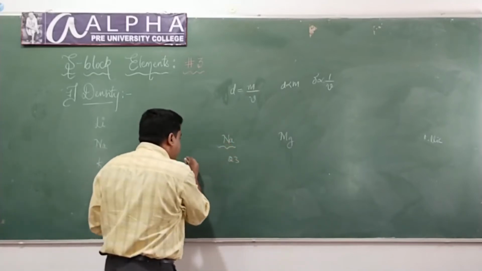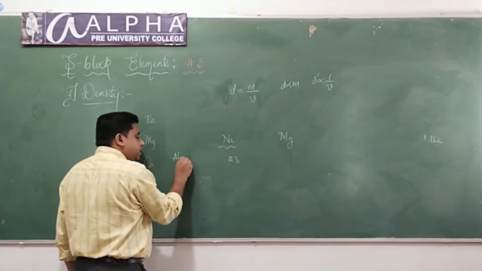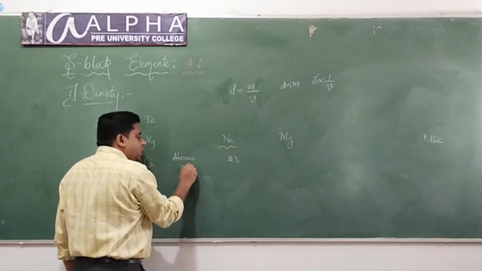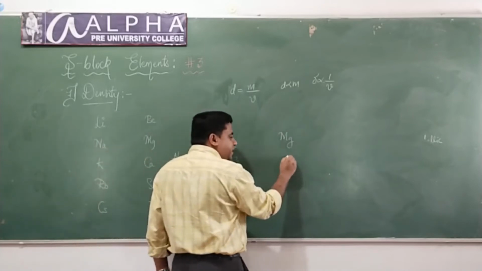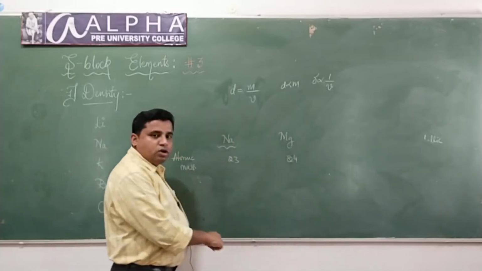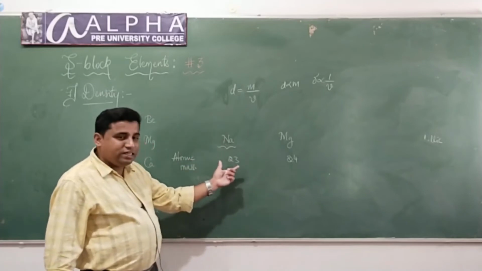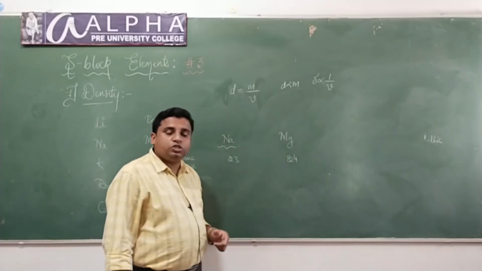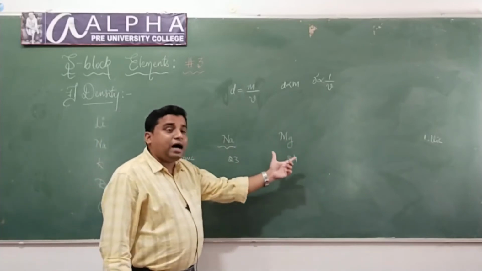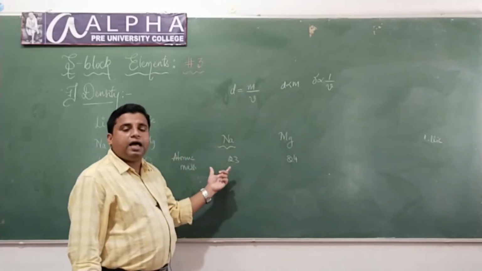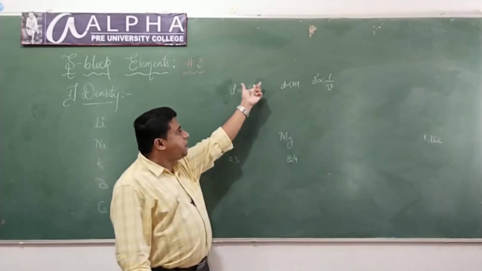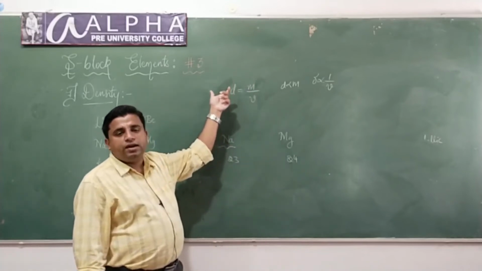I'm talking about atomic mass. Atomic mass of sodium is 23, whereas the atomic mass of magnesium is 24. That means alkaline earth metals have more atomic mass than alkali metals. As the mass increases, obviously density increases.